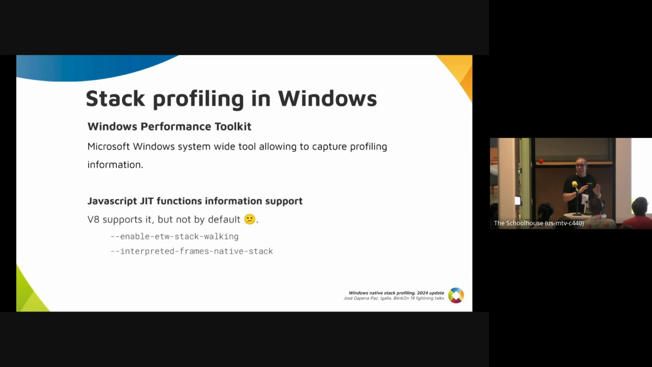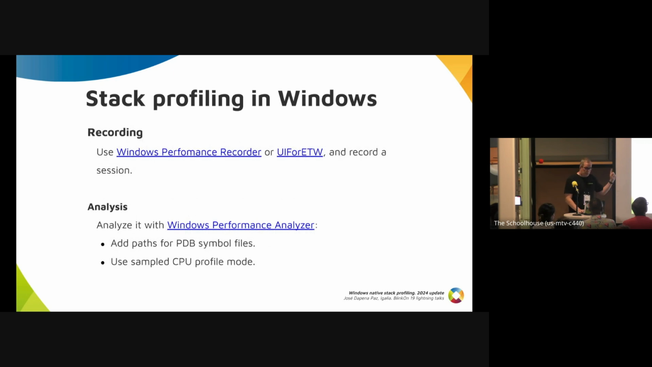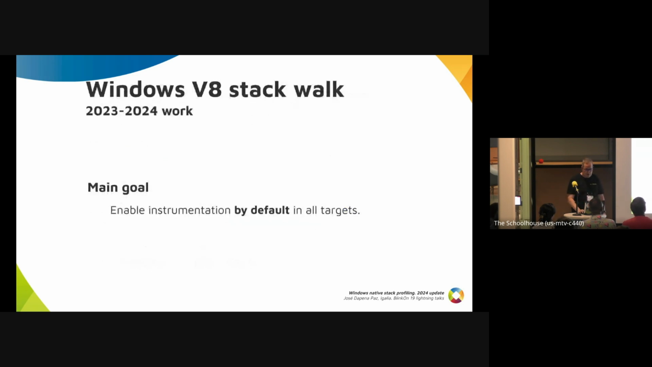In Windows, we have Windows Performance Toolkit, the system-wide tool provided by Microsoft for capturing profiling information. And in V8, we support these two command line commands that allow generating information for JIT functions to resolve the address. For recording, we use the Windows Performance Recorder or UI for ETW. And for analysis, we have the Performance Analyzer that will mix all the information and show a nice representation.